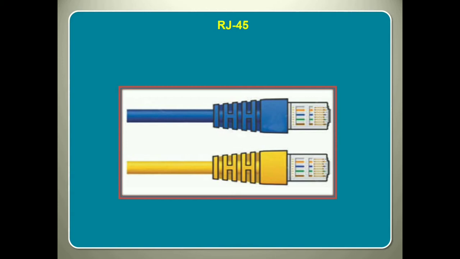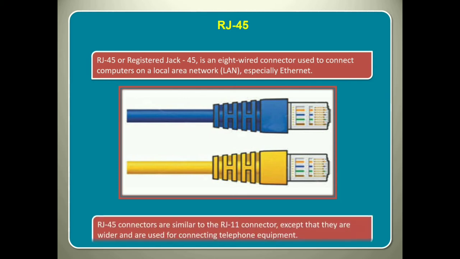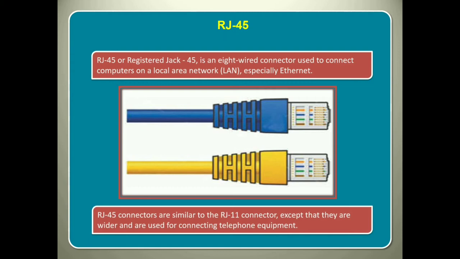Next is about RJ45. RJ45 or Registered Jack 45 is an 8-wired connector used to connect computers on a local area network or LAN, especially Ethernet. RJ45 connectors are similar to the RJ11 connector, except that they are wider and are used for connecting telephone equipment.